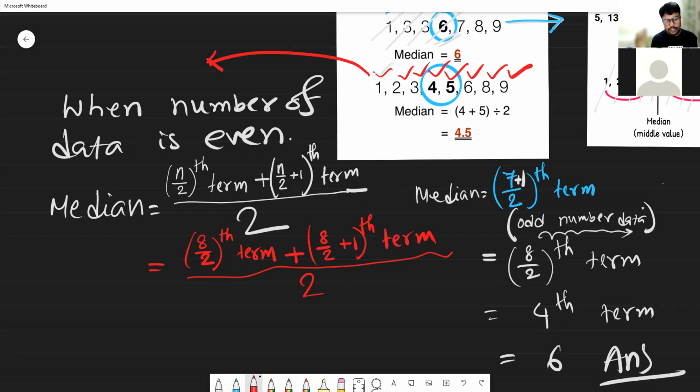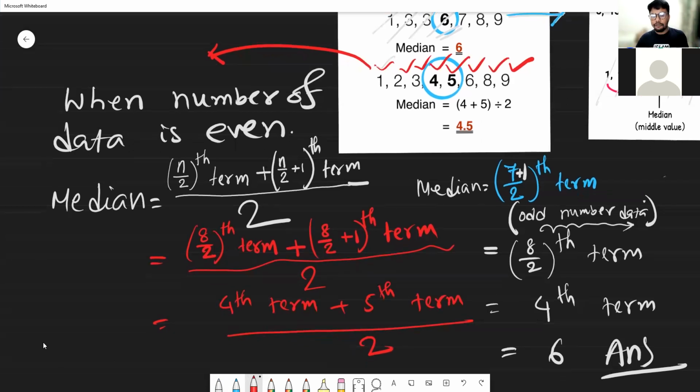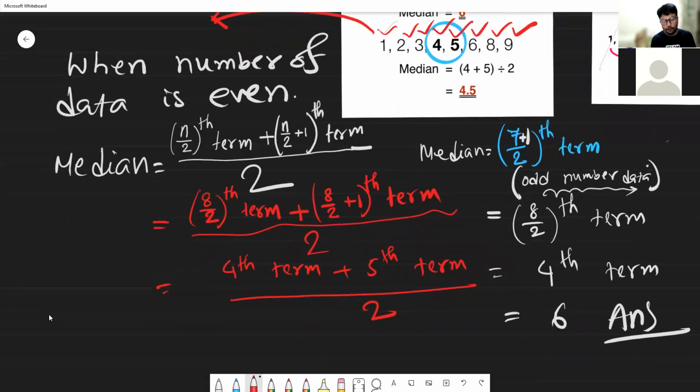Now 8 by 2, 4th term, plus 4 plus 1, fifth term, divided by 2. Nine by 2 is 4.5. Yes. Now the fourth number position data is 4. Here in the figure, the fourth number position data is 4. The fifth number position, counting first, second, third, fourth, fifth, the data is 5.